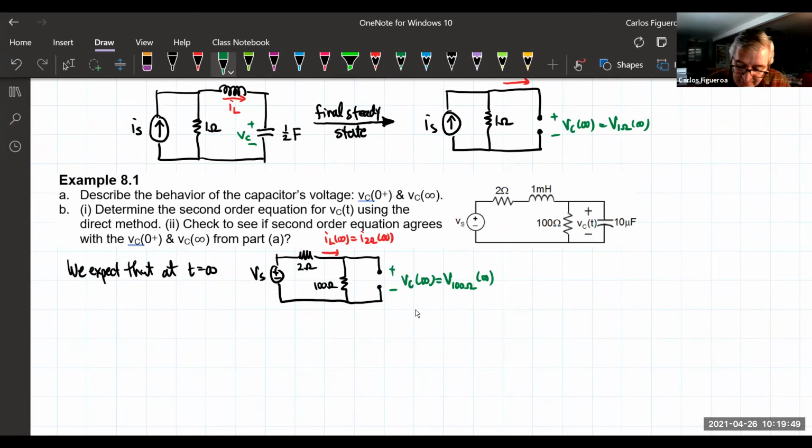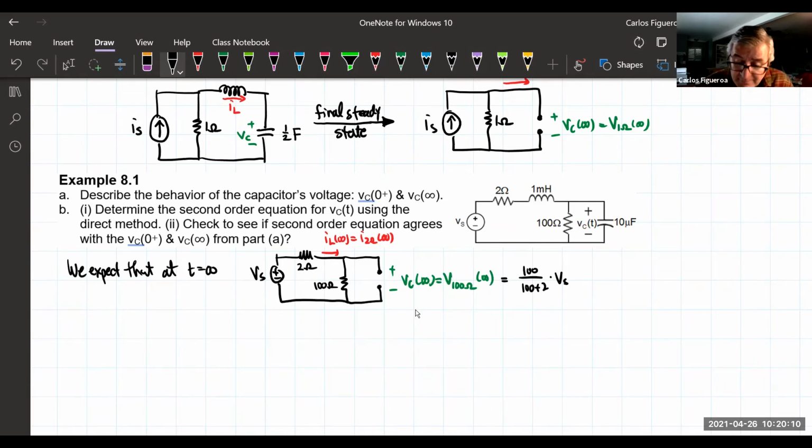So if I look at that thing, if I use the voltage divider rule, we could see here that the voltage divider rule should be what? That this guy should equal what? 100 over 100.2 times Vs. So that's the value that we expect to get right there.